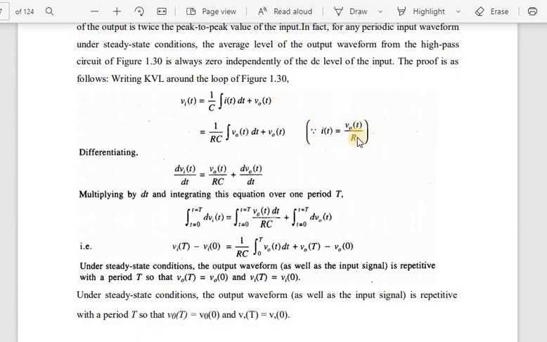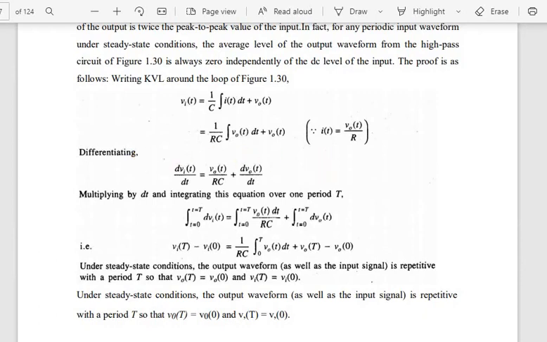The V is nothing but the output voltage that you are considering, which I will take here as V naught of t divided by R. So this can be written as 1 by RC integration of V naught of t into dt plus V naught of t. Now you will be differentiating this equation on both sides.